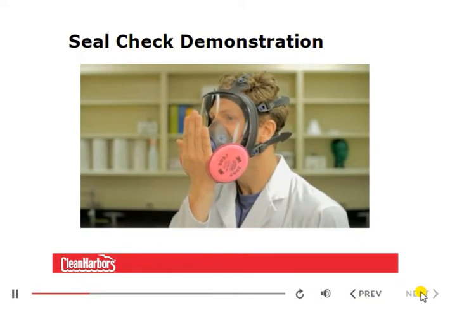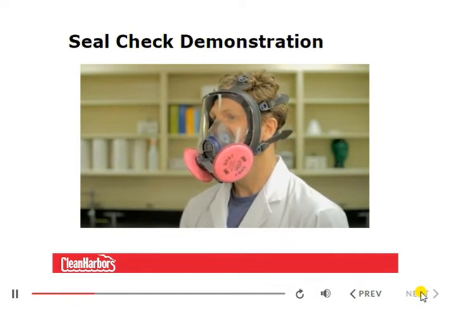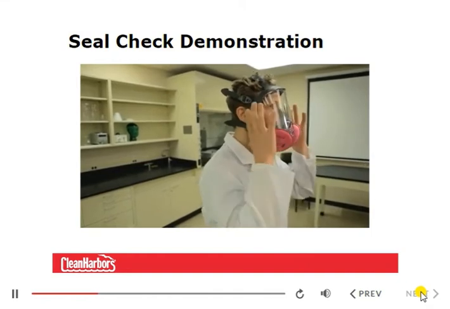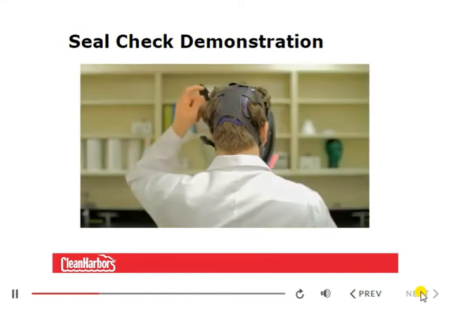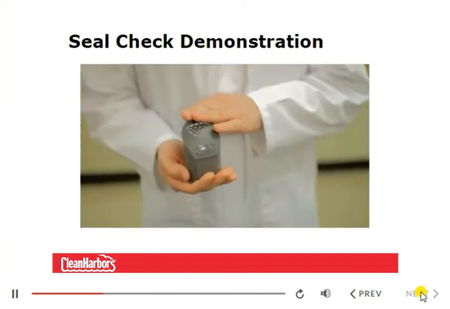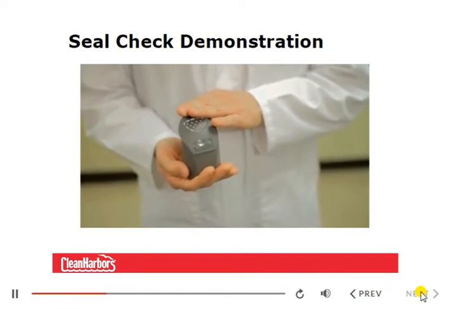If the facepiece bulges and no air leaks are detected between your face and the facepiece, a proper seal has been obtained. If face seal air leakage is detected, however, try repositioning the respirator or readjusting the tension of the straps. Now that the seal is secure, we must return the exhalation valve cover.